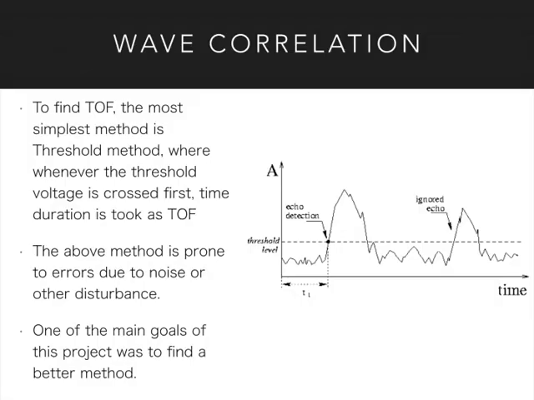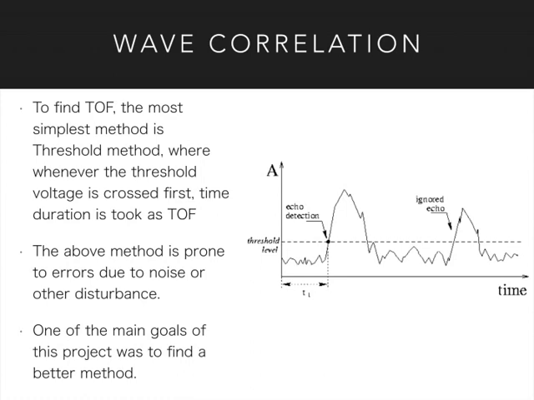The main task for this project was to find a method to determine the time of flight, or the time taken by the wave for traveling the distance between the transmitter and receiver sensor. One of the most basic methods is the threshold method. Here we set up a threshold voltage, and whenever that is crossed first, the time period is taken as TOF. In this method there is a drawback: if a disturbance or noise causes the threshold voltage to be crossed, it induces an error in our result.